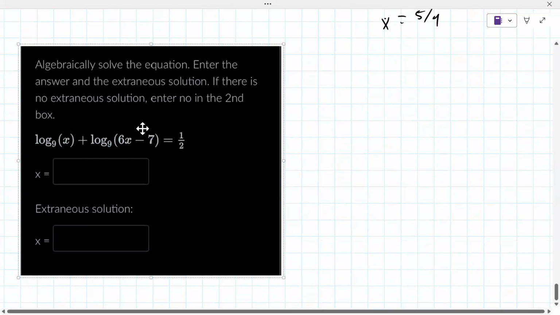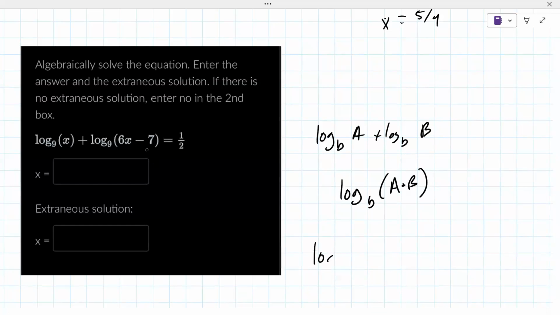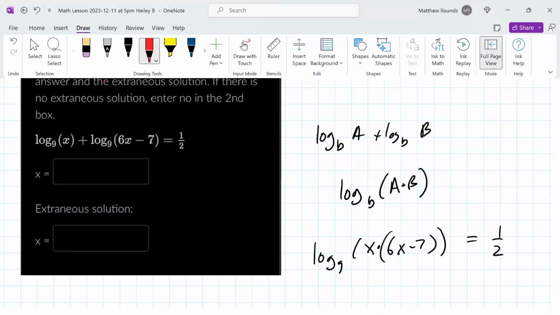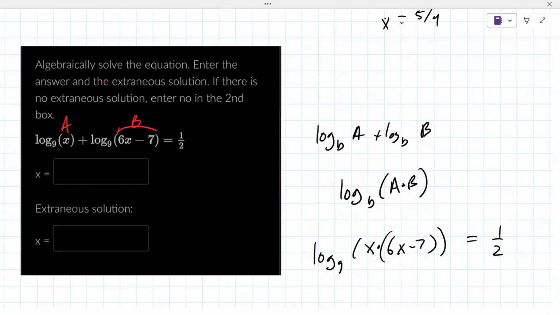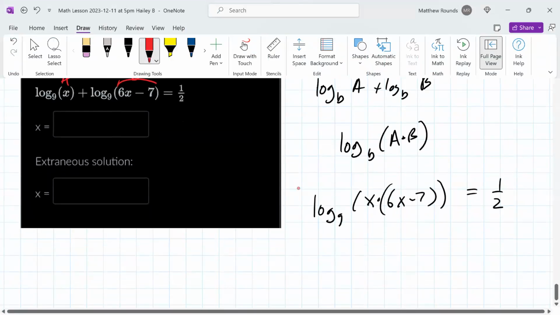Algebraically solve the equation. All right, so the property we're using here is that log base b of a plus log base b of b becomes log base b of a times b. And the reason that's useful here is you're going to rewrite this as log base 9 of x times 6x minus 7 equals 1/2. So this is a, and this whole thing is b. Is that clear? Yeah. So to undo the log, you use a base of 9.